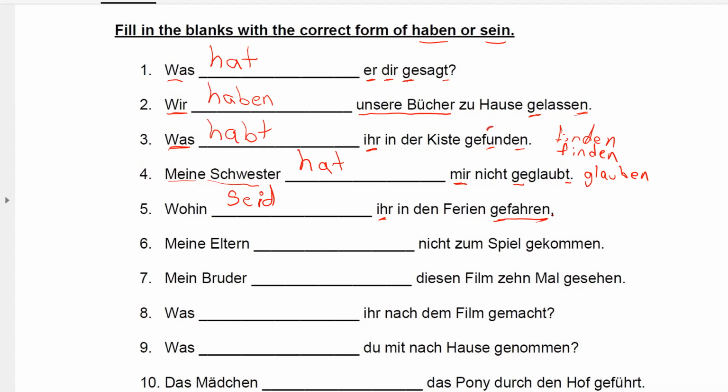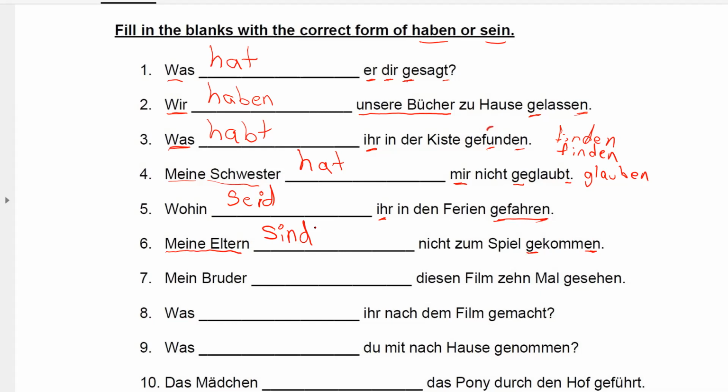Number 6, meine Eltern something nicht zum Spiel gekommen. GE at the beginning for our past participle. This one ends in EN as well because this is also an irregular verb, and this verb is kommen in the infinitive form. So kommen is also an intransitive verb, meaning that it cannot have a direct object, and so we need a form of sein here again. This time we have my parents as the subject, and since my parents are more than one, we have to use here the plural they form, sind. Meine Eltern sind nicht zum Spiel gekommen. My parents did not come to the game.